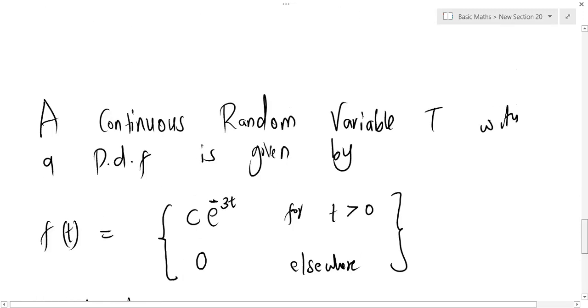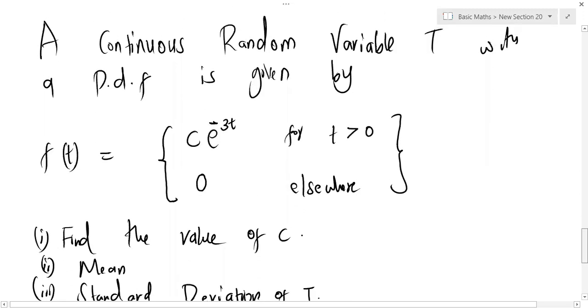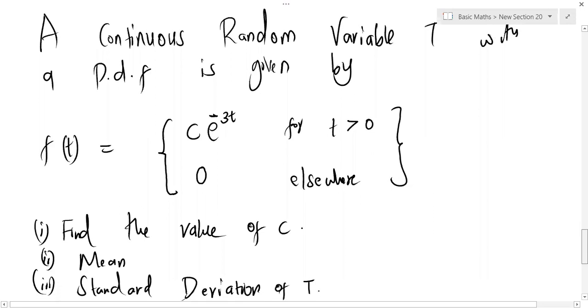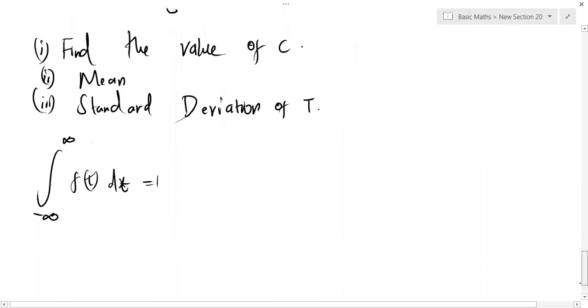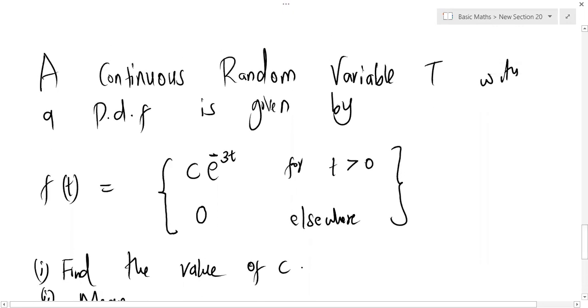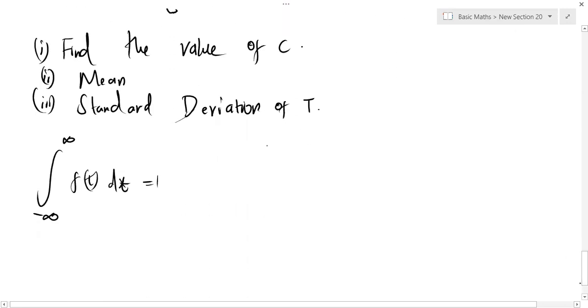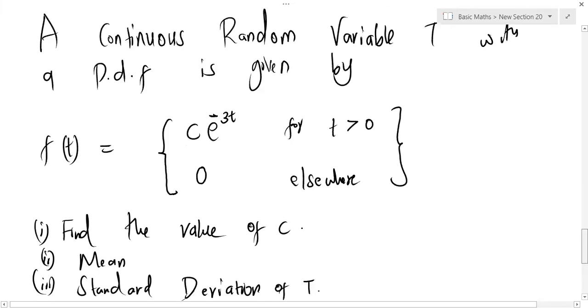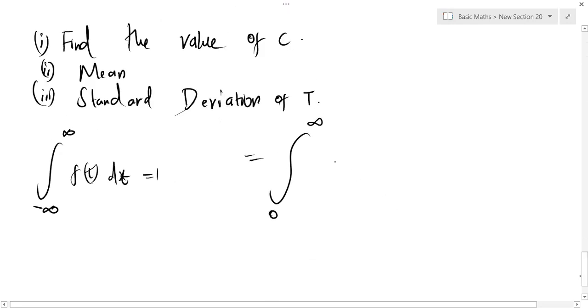So this is the property that we are going to use to find the value of c. We're going to integrate this function from negative infinity to infinity and then equate to 1. If we look at the range, the function is defined for t greater than 0. So our lower limit is 0 and the upper limit goes all the way to infinity. So we take the integral from 0 to infinity of c exponential minus 3t dt, which is supposed to be equal to 1.